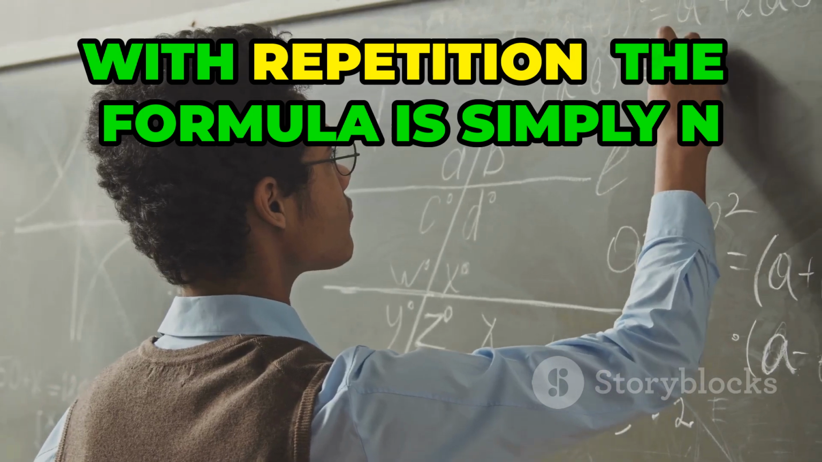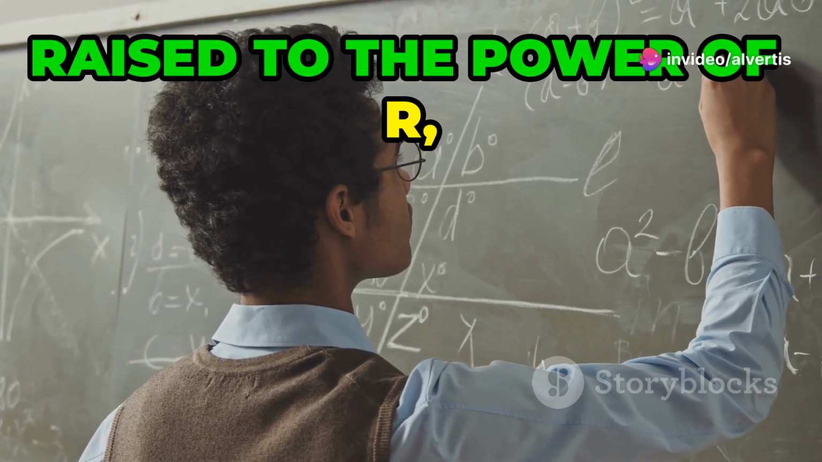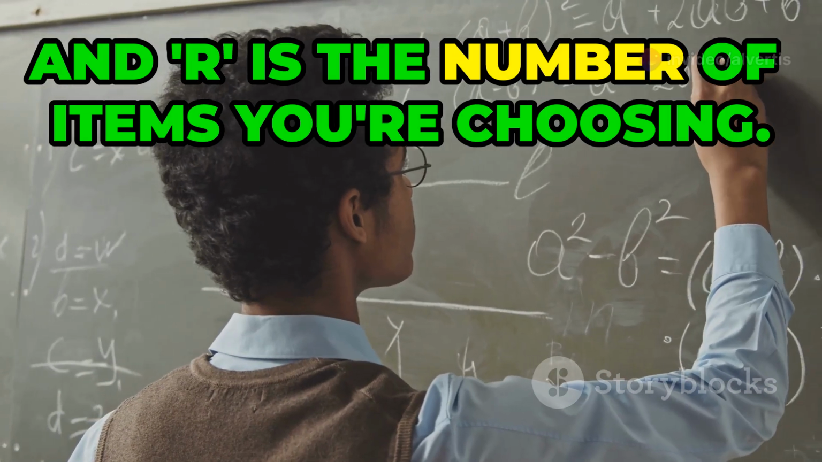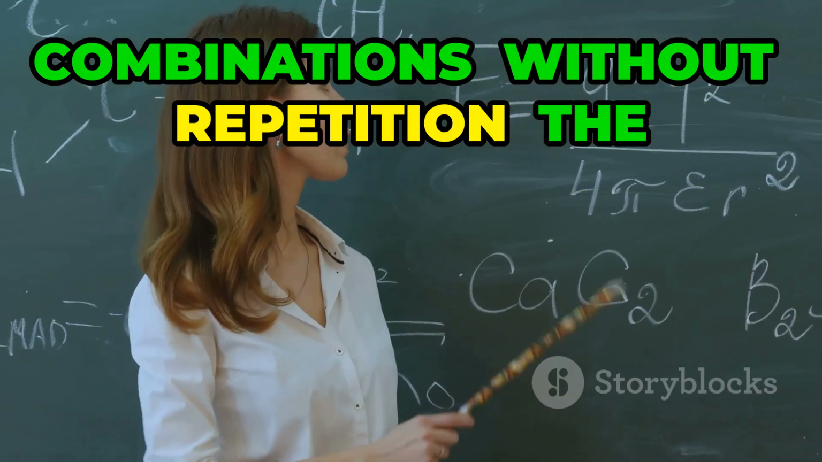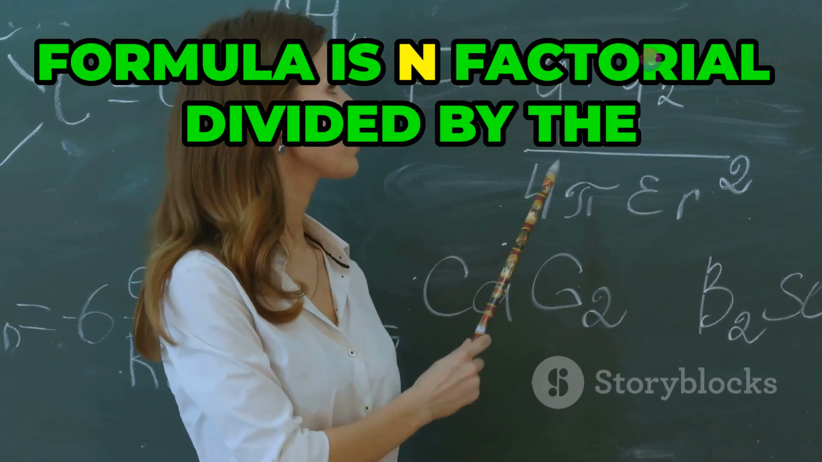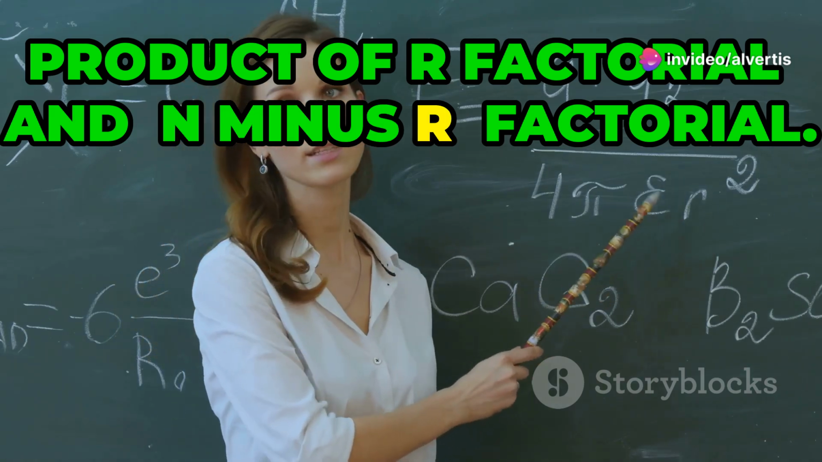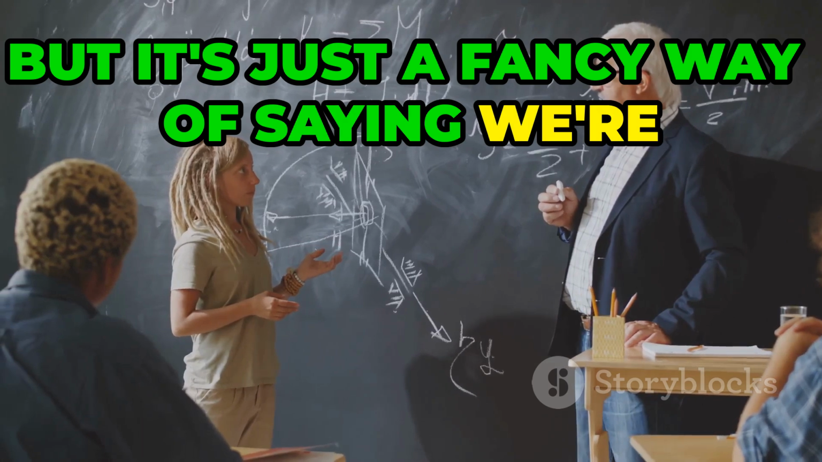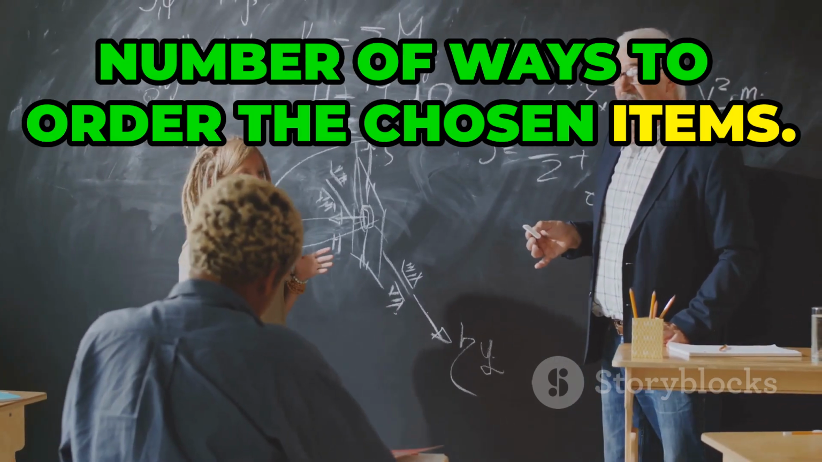With repetition, the formula is simply n raised to the power of r, where n is the number of choices for each item, and r is the number of items you're choosing. Combinations, without repetition. The formula is n factorial divided by the product of r factorial and n minus r factorial. This might look scary, but it's just a fancy way of saying we're dividing the number of permutations by the number of ways to order the chosen items.